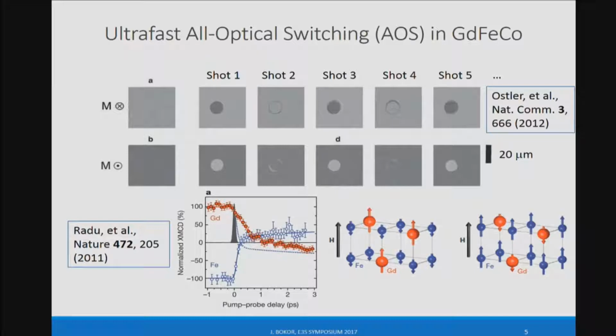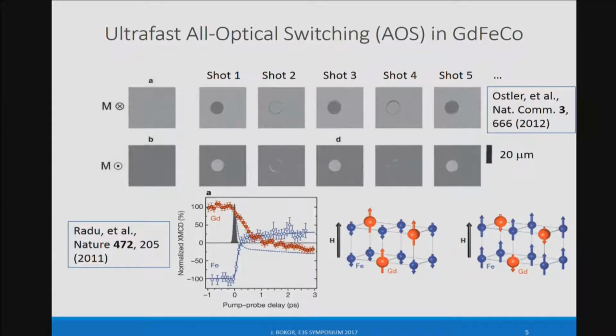And here's a focused laser spot with a diameter of a little less than 20 microns. And after one single shot, the magnetization of this film in the region where it was exposed to the laser pulse reversed completely. And then when you shot the same spot the second time, it switched back. And it alternates back and forth in a fashion we call toggling. And if you saturate the film in the other direction and shoot it with the laser pulse, you see the same kind of toggling back and forth.